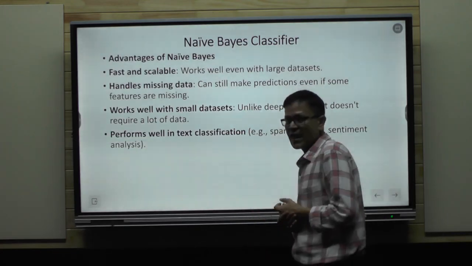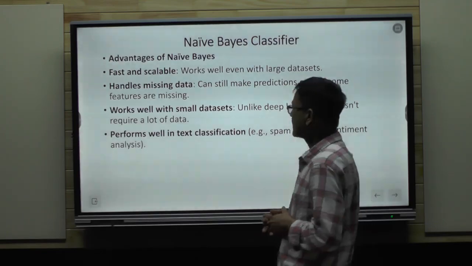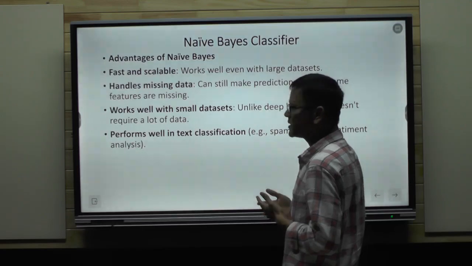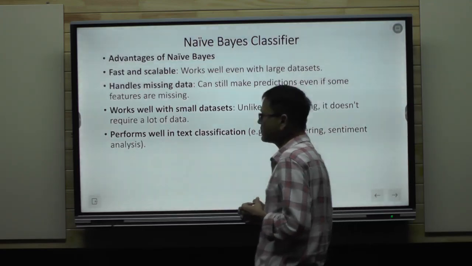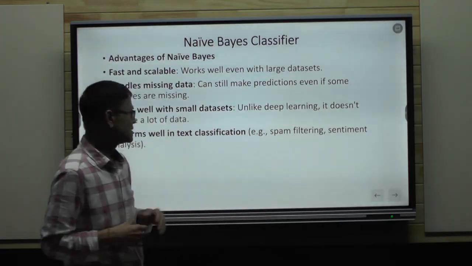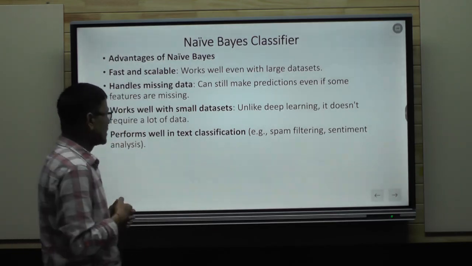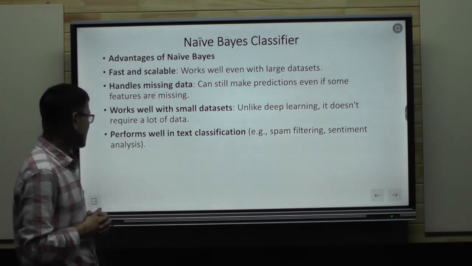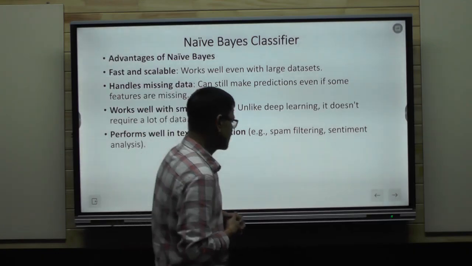So advantages of naive Bayes: fast and scalable, it works very fast. We can apply it on large values. It handles missing data, can still make predictions even if some features are missing, that is, you can remove the rows and it works fine. Works well with small data sets also. Unlike deep learning, it doesn't require a lot of data. Performs well in text classification. Mostly we use it in text classification.